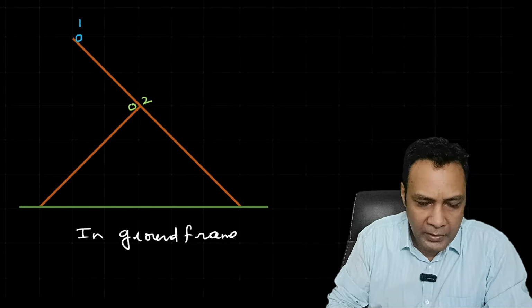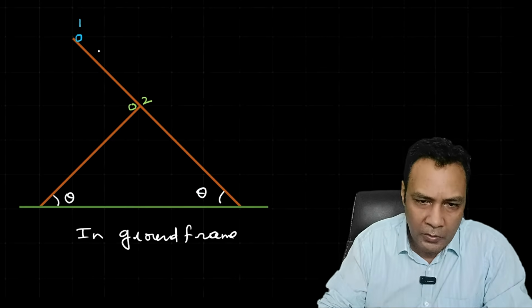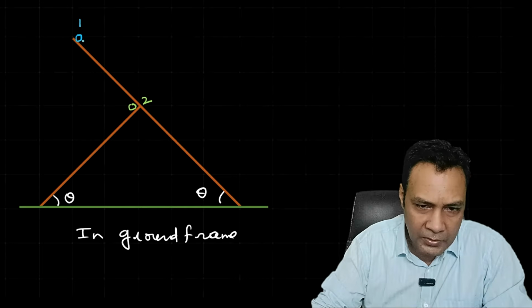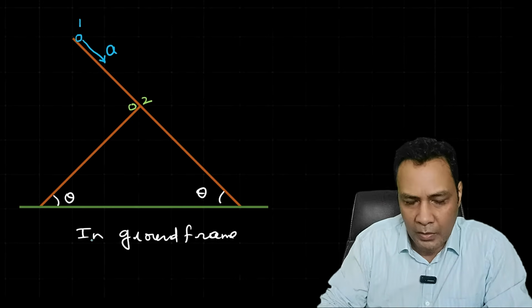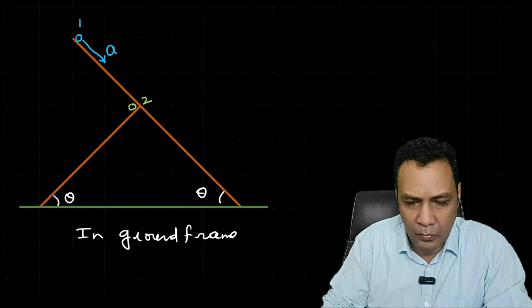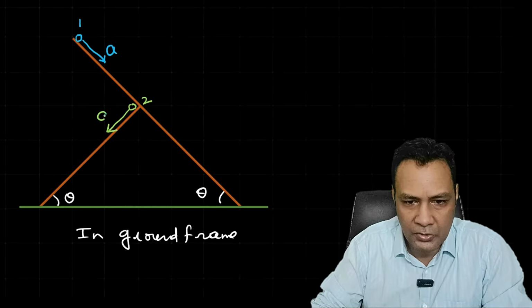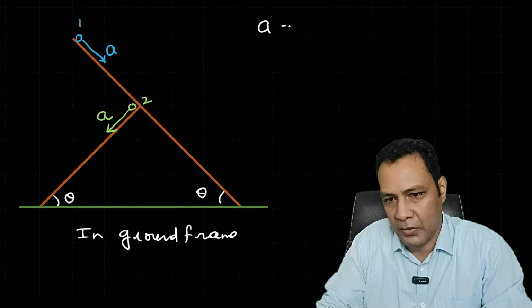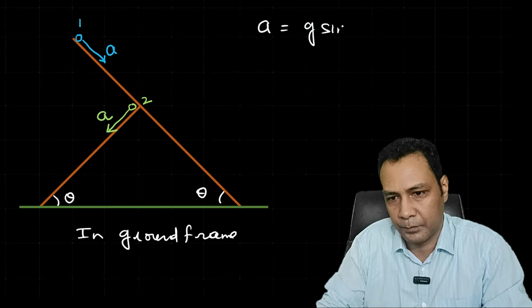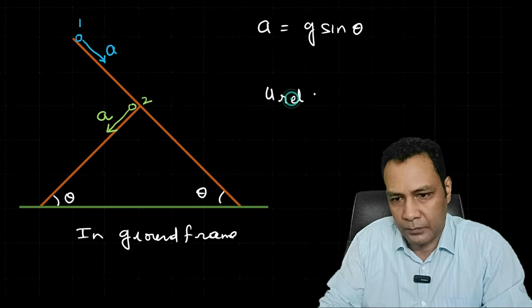the magnitude of their acceleration is the same. This is theta, this is theta. So the acceleration of ball 1 is along this direction, and this acceleration is a, and the acceleration of ball 2 is along this direction, and this acceleration is also a in magnitude, and both have a equal to g sine theta, and u relative is 0.